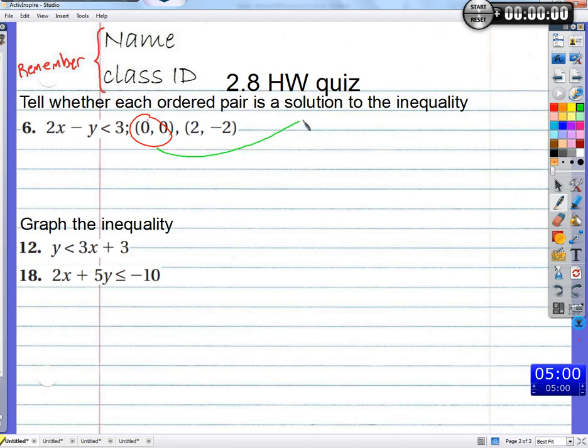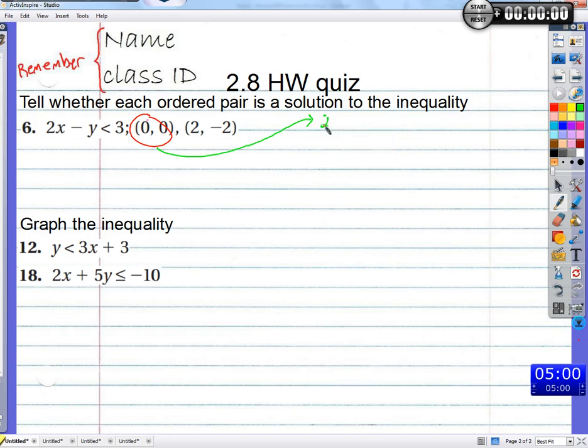So, we plug in the x and the y to that inequality, and if it's a solution, then what's going to happen? It'll be what? Equal on both sides? We don't want them to be equal, right? When you plug it in, it should be less than 3. That side should be less than that. Or we could just say, whatever it's saying, it should be saying the truth.